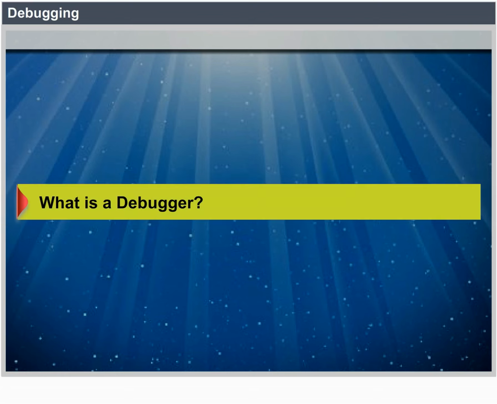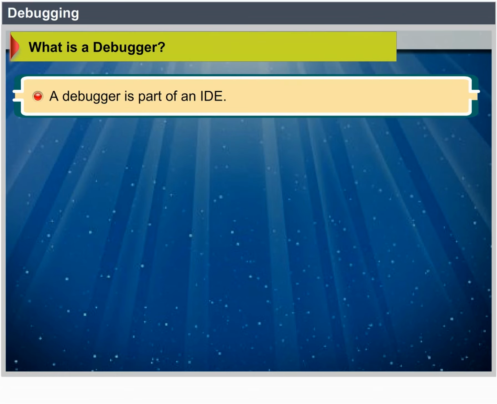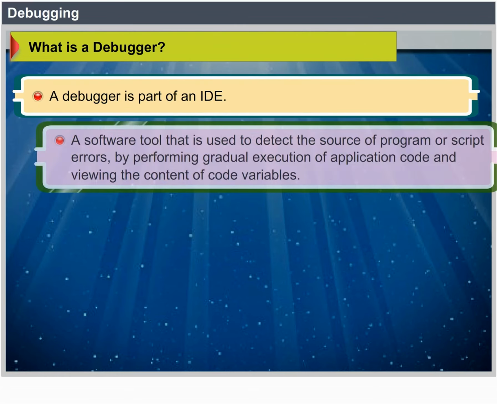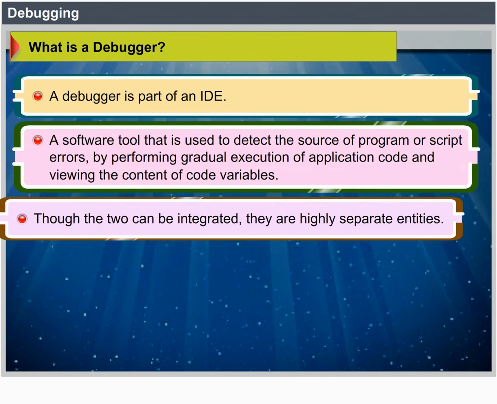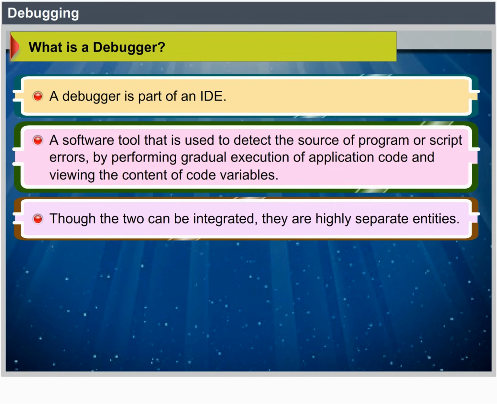Here, the test cases are specifically designed to explore the internal program state. What is a debugger? A debugger is part of an IDE, a software tool that is used to detect the source of program or script errors by performing step-by-step execution of the application code and viewing the content of code variables. Though the two can be integrated, they are separate entities.